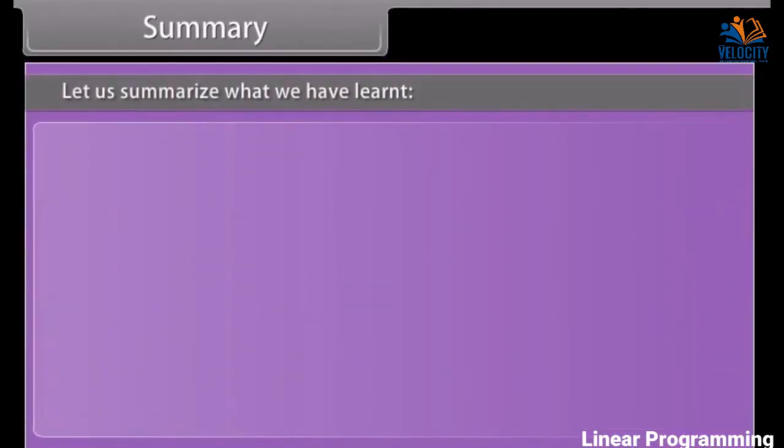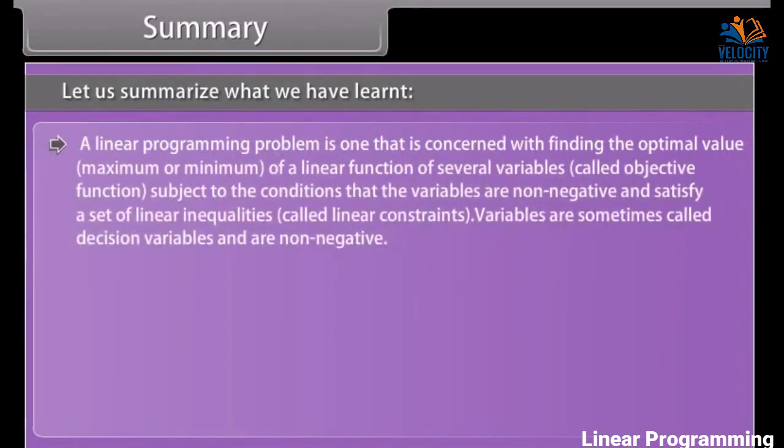Summary. Let us summarize what we have learned. A linear programming problem is one that is concerned with finding the optimal value, maximum or minimum, of a linear function of several variables called the objective function, subject to the conditions that the variables are non-negative and satisfy a set of linear inequalities called linear constraints.